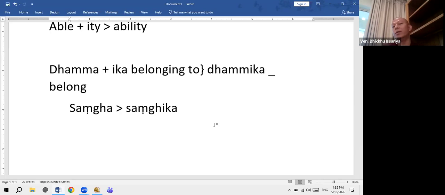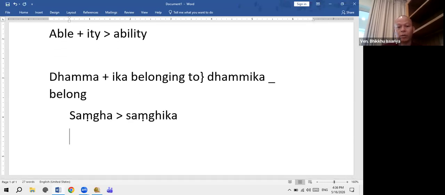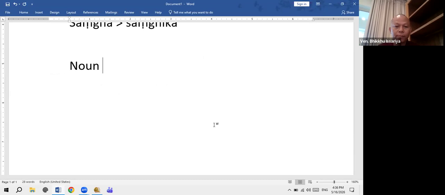So now we introduce the structure of forming the Taddhita, or secondary derivative word, in the Pali language. The root word is called the noun, but the added word is called the suffix. Suffix in Pali is Paccaya.